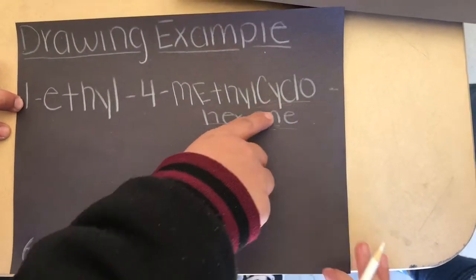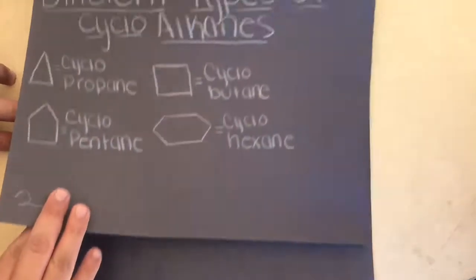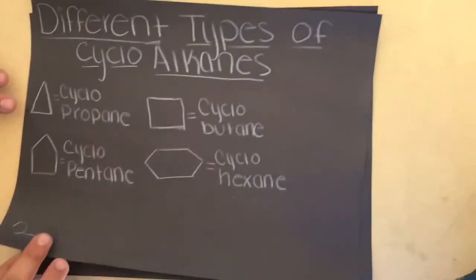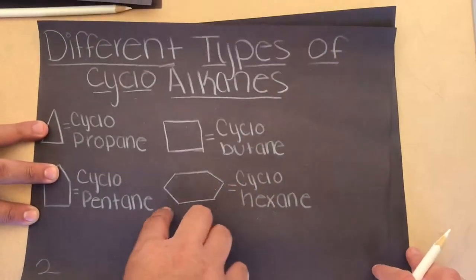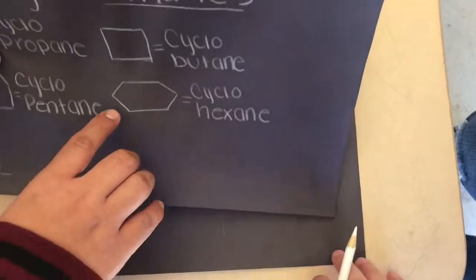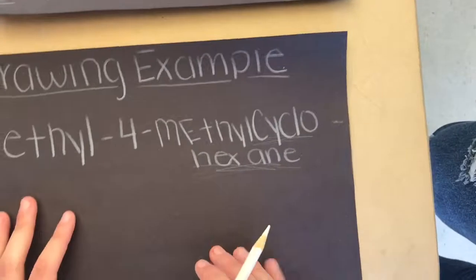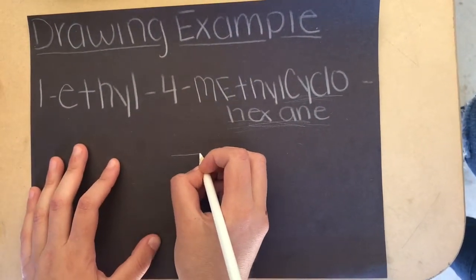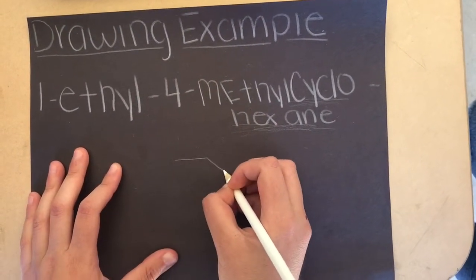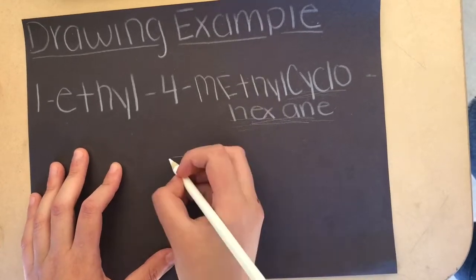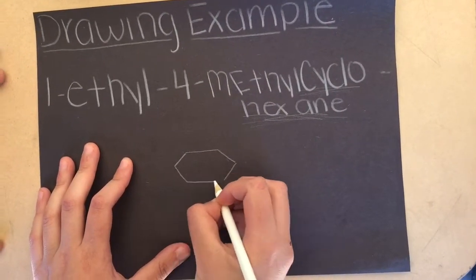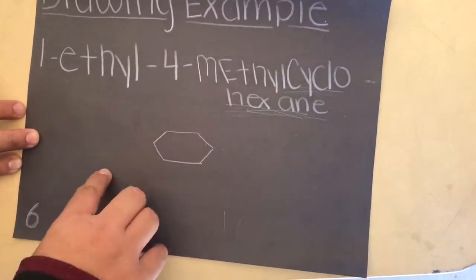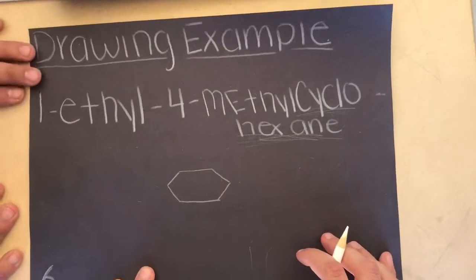And we look at cyclohexane, so we look at the chart of the different cycloalkanes, and the closest to what we see is cyclohexane. So we draw it. That's 1, 2, 3, 4, 5, 6. Now we have a hexane.